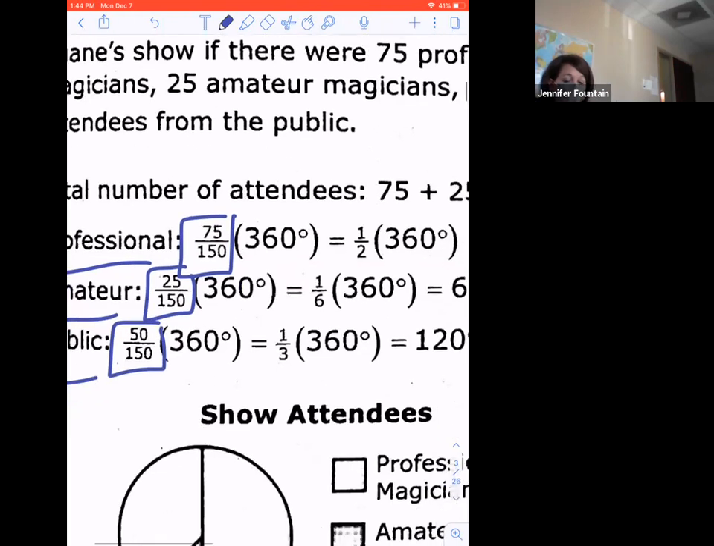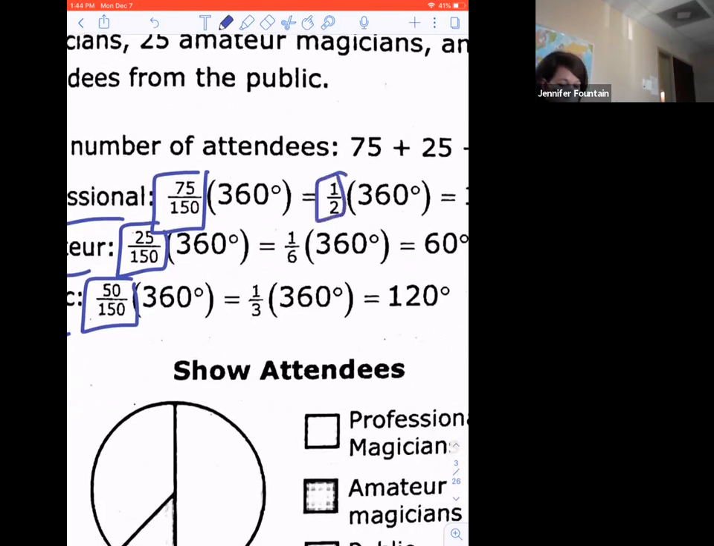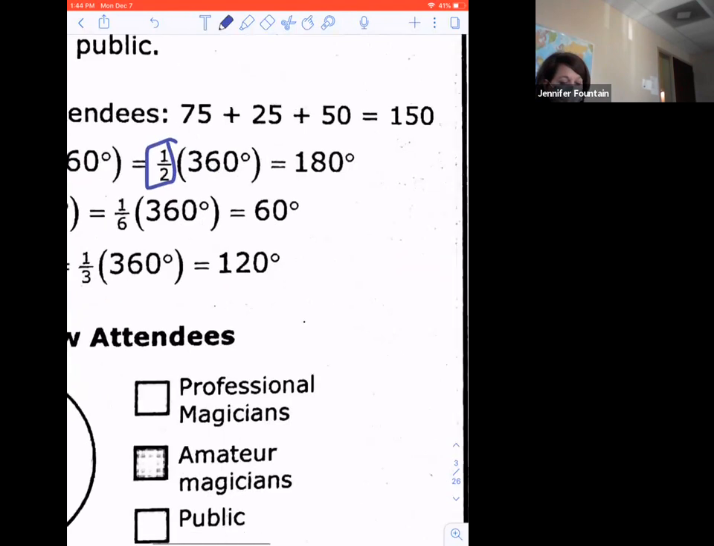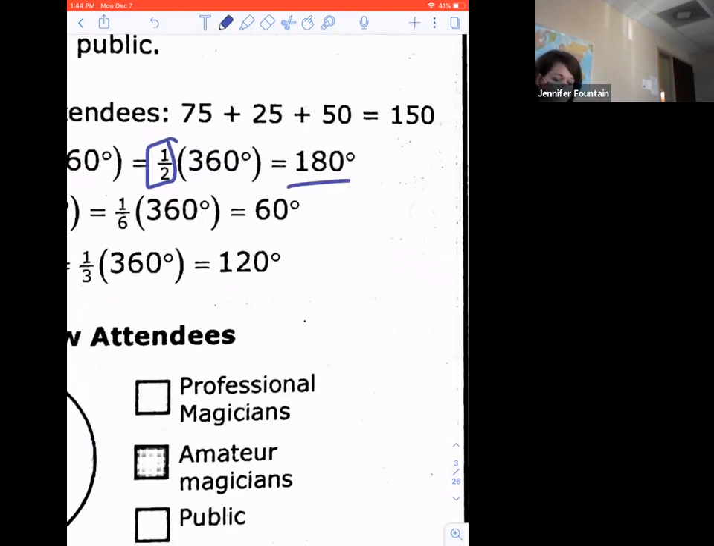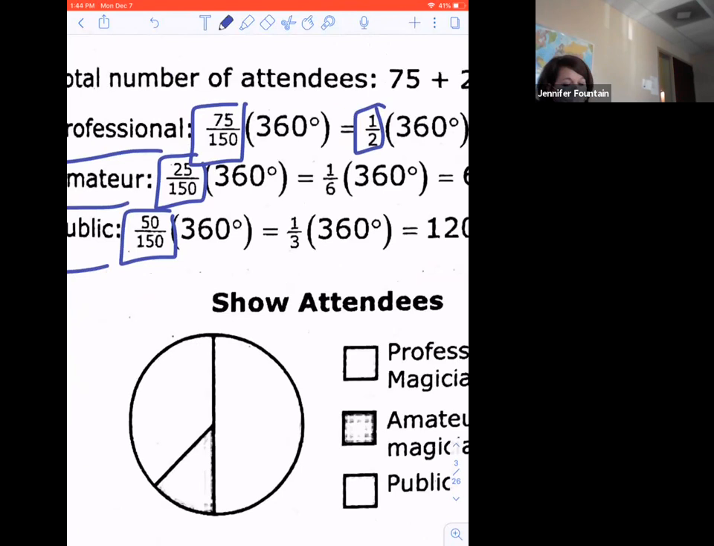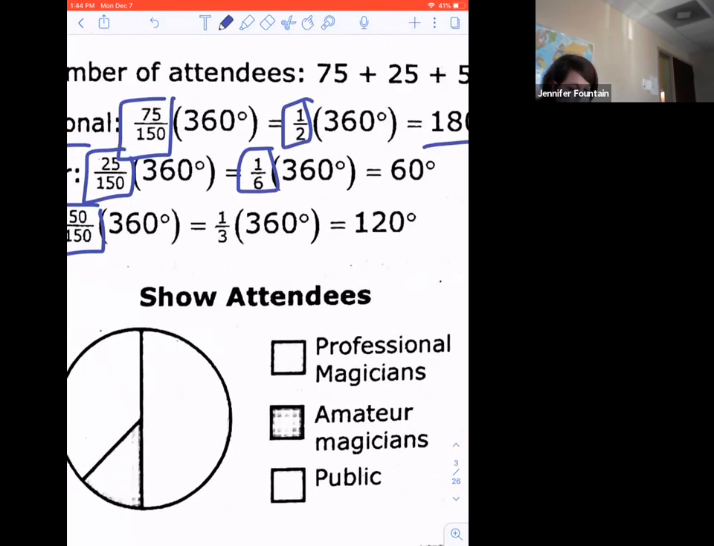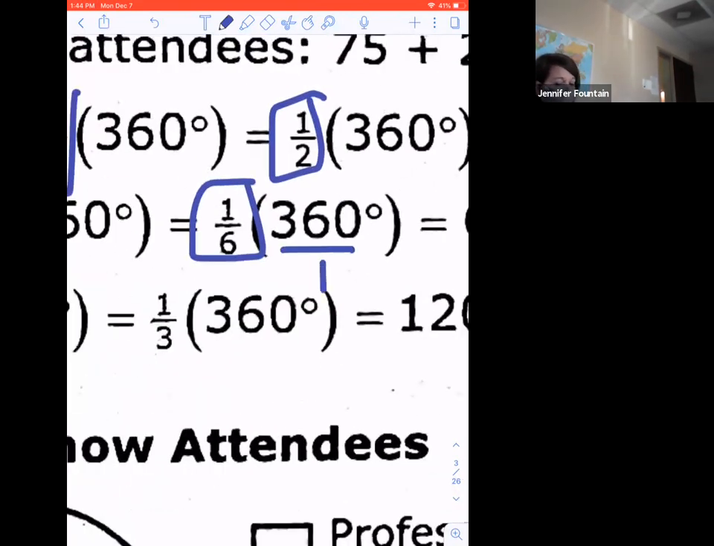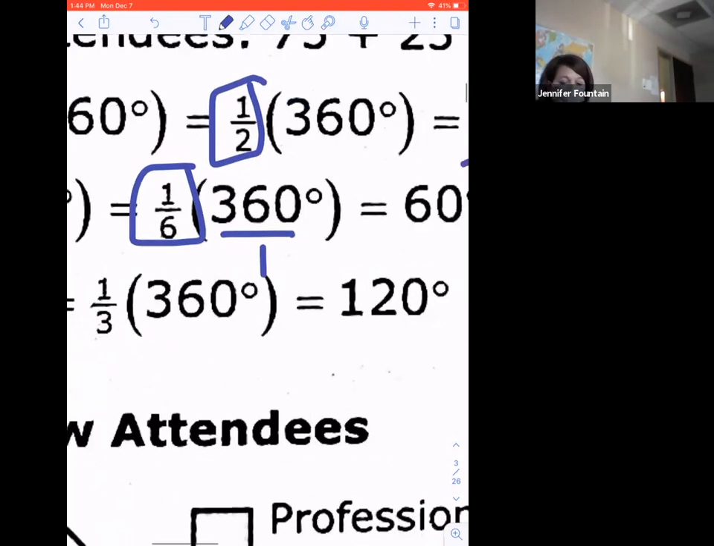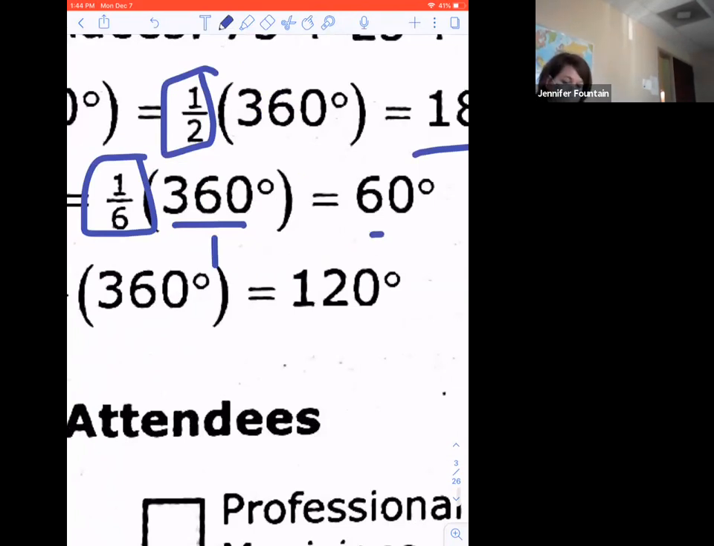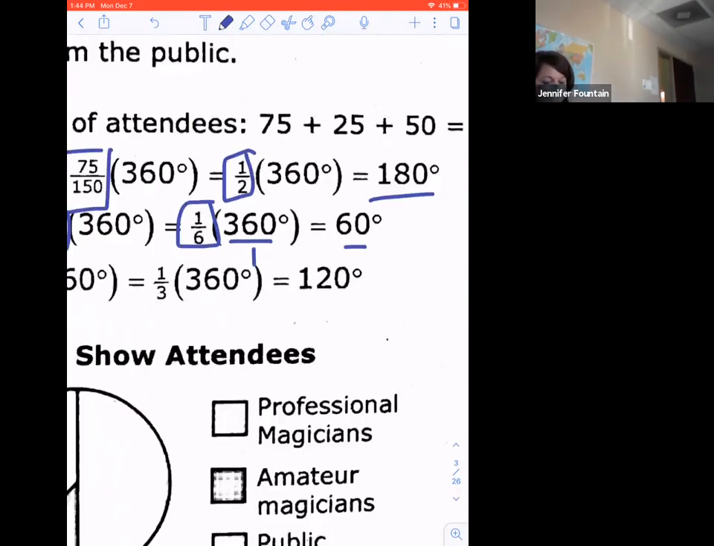So 75 over 150 reduced is 1/2. And 1/2 of 360 equals 180 degrees. 25 of 150 reduces, and 25 divided by 25 is 1, and 150 divided by 25 is 6. So I have 1/6. So again, when I multiply here, this is the same as multiplying fractions, and I would have 1 times 360 and 6 times 1. So basically, that leaves 360 divided by 6, which is 60. So I know the other one has to be 60 degrees.